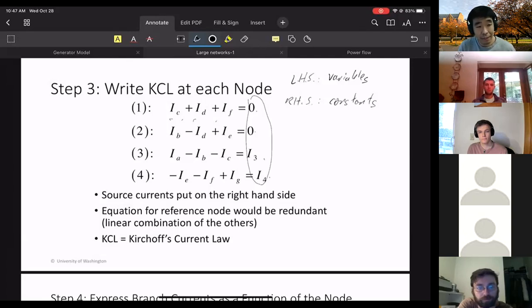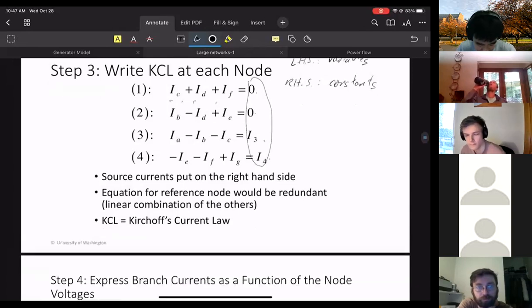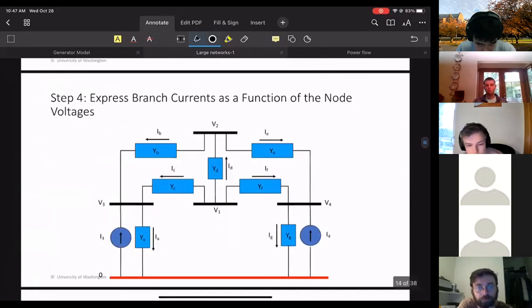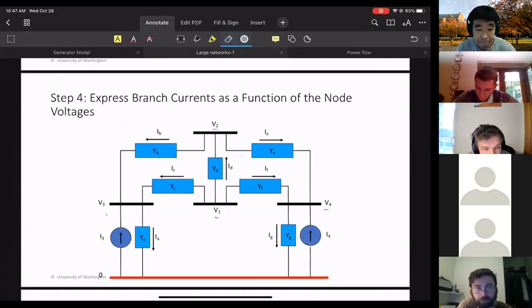So next we'll use KVL to relate voltage to current flow. So this is what we'll do. The next step is that we have voltages at all the nodes or all the buses. By Ohm's law, we can represent current flow as voltage. So this gives us a way to relate voltage to current. So next is our Ohm's law.